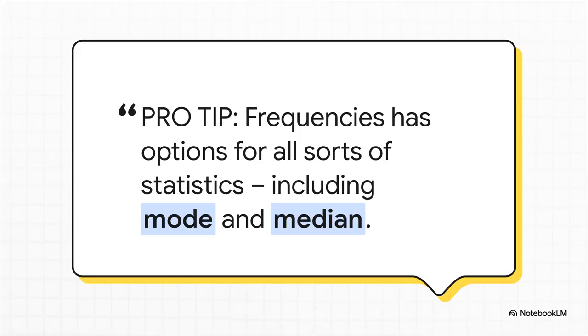And here's another cool little pro tip for you. That frequencies command, it's not just for categories like marital status. You can run it on a number variable like age, and it will instantly tell you the median, that's the person right in the middle, and the mode, which is the most common age. It's a surprisingly handy little tool.